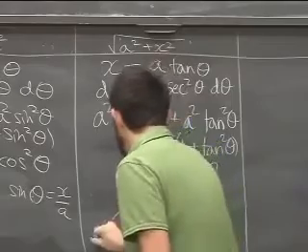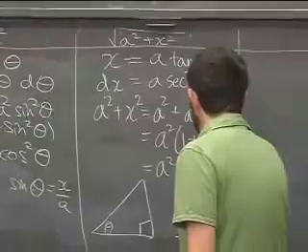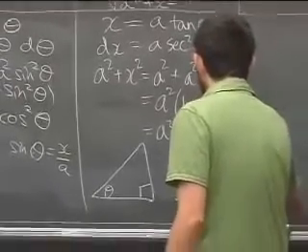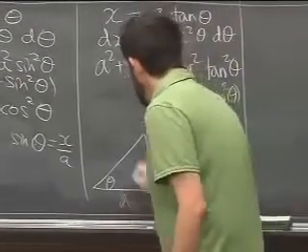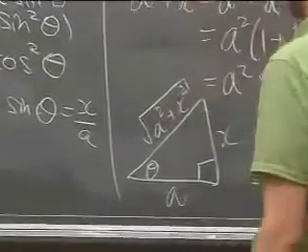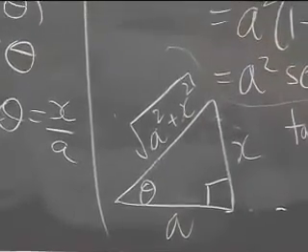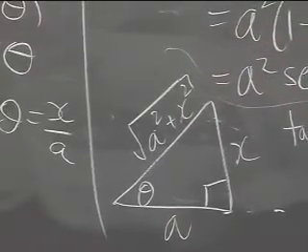The triangle in this case, there's theta. Here we have tan theta is x over a. So if you draw an x and an a, by Pythagoras' theorem, the hypotenuse is root a squared plus x squared. Okay, so there's the triangle in that case.